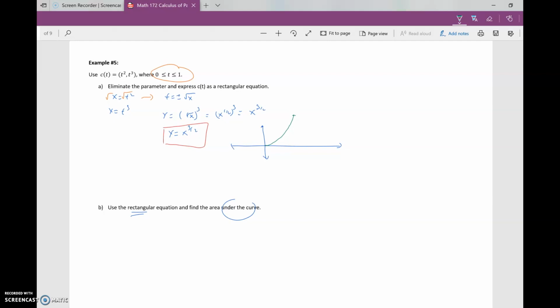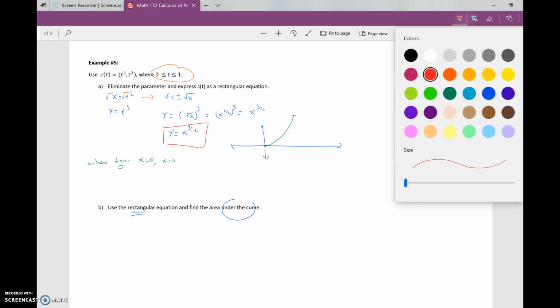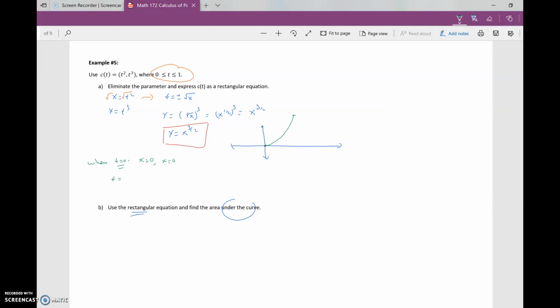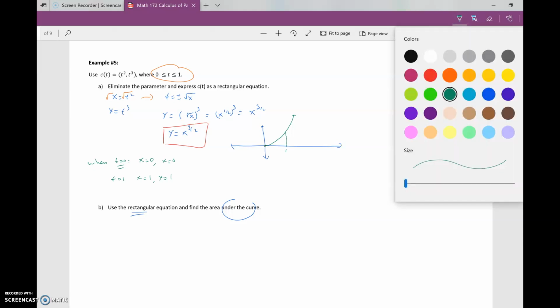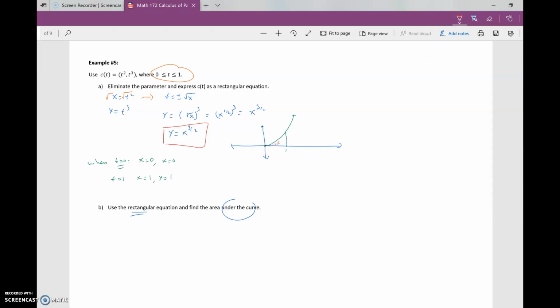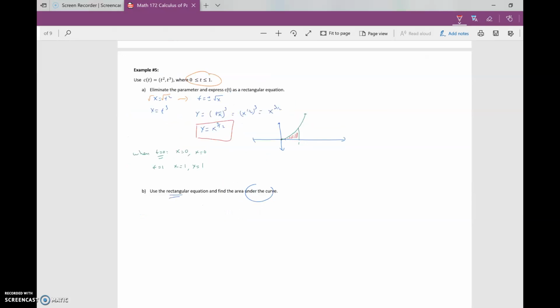Okay, so the actual x values that we're looking at: when t is equal to 0, your x is equal to 0 and your y is equal to 0. So you're integrating from 0, and this one is just going to be 0 to 1, but let me rewrite it. When t is equal to 1, x is equal to 1, y is equal to 1. So this is the region that we're going to be actually looking at.